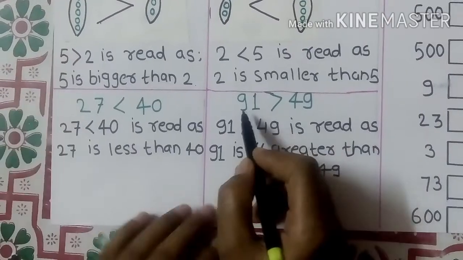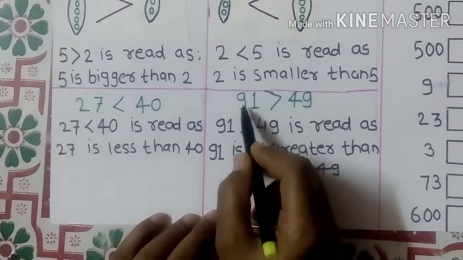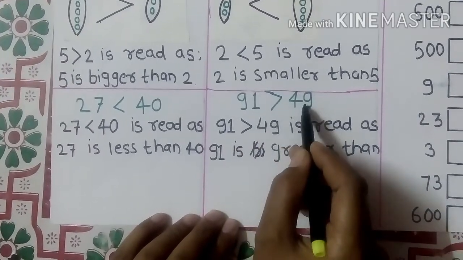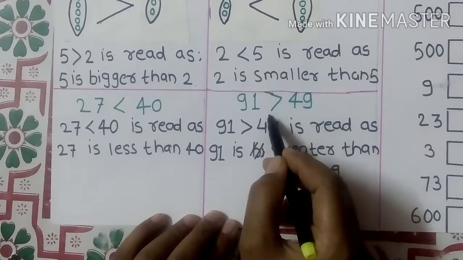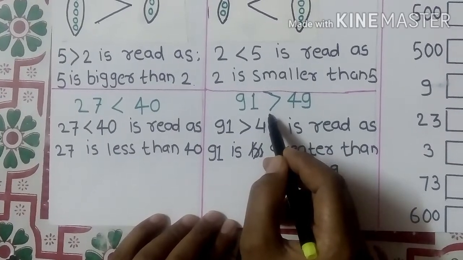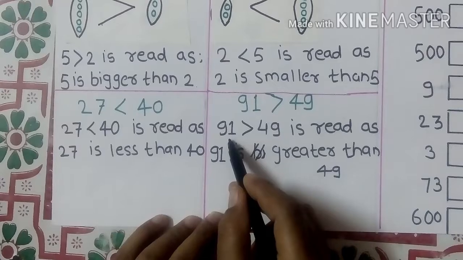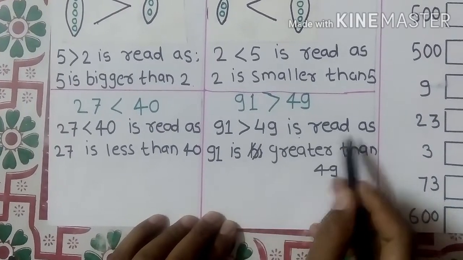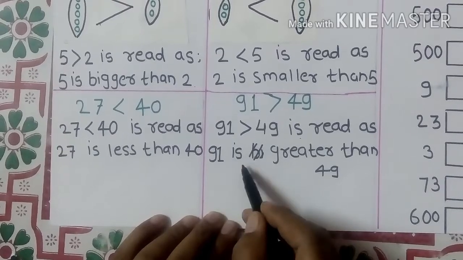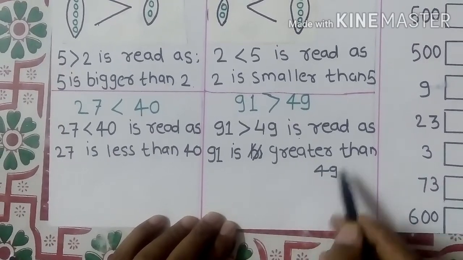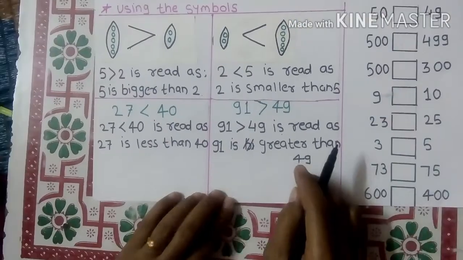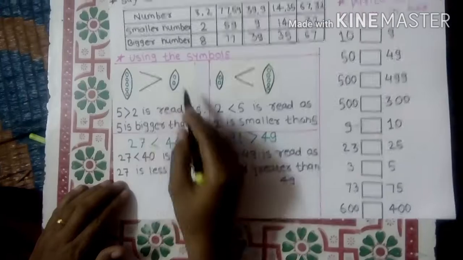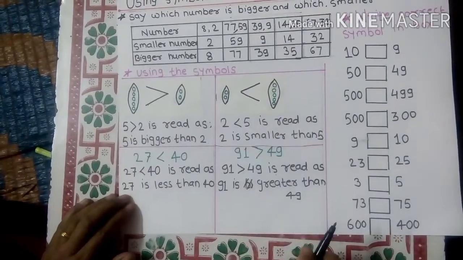Okay, this is the next example, 97 bigger than 49. This is the symbol of bigger than or greater than. Here 97 is bigger than 49, also read as 97 is greater than 49. Okay student, we have to know the symbols now. This is the symbol of bigger than and this is the symbol of smaller than.